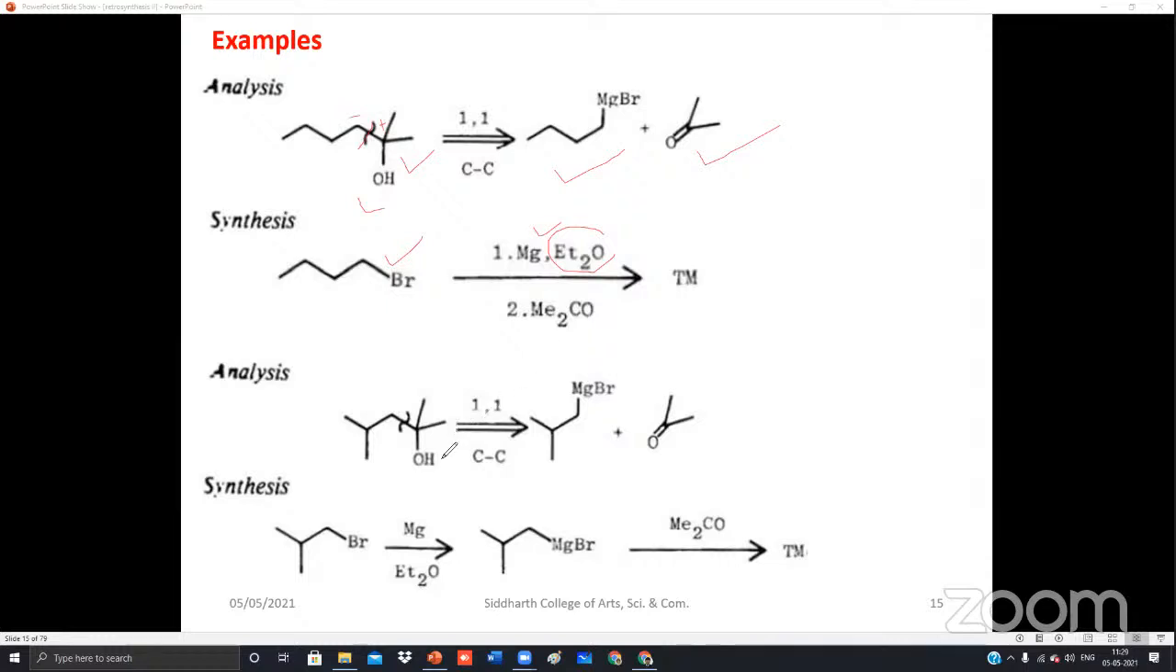Now let's have this example. If you have this alcohol and I disconnect over here, I will have this ketone and this Grignard reagent, and you can easily get access to this target molecule.